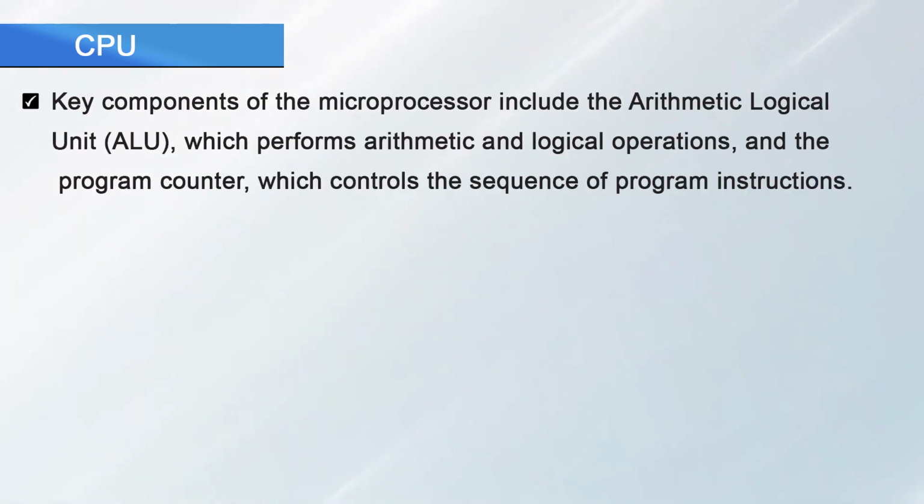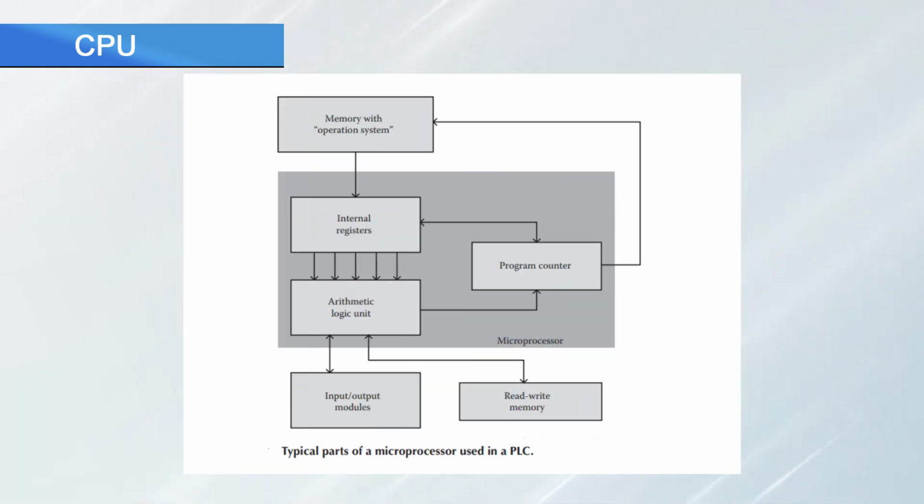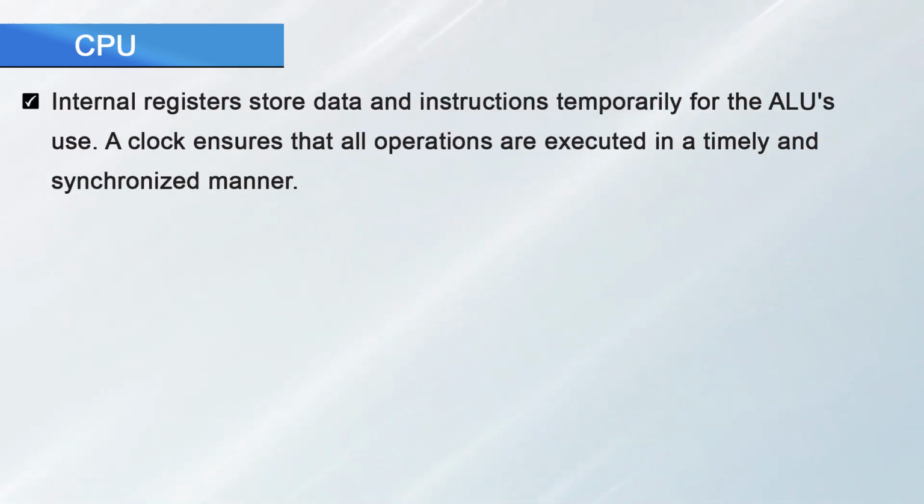The key components of the microprocessor include the Arithmetic Logical Unit, also called the ALU. It performs the basic arithmetic and logical operations, and also the program counter operation, which controls the sequence of program instructions. Here in this diagram you can see the typical parts of a microprocessor which is used in a PLC. Next, the internal registers store the data and instructions temporarily for the ALU's use. A clock ensures that all the operations are executed in a timely and synchronized manner.